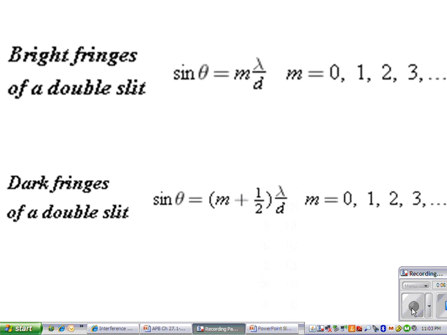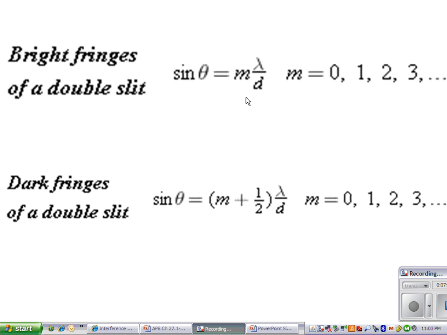And so what that triangle leads us to is this equation. Sine theta equals m wavelength over d for bright fringes of a double slit diffraction grating. And for dark fringes, sine theta equals m plus a half wavelength over d. And that adds that half wavelength. So you'd have the destructive interference.